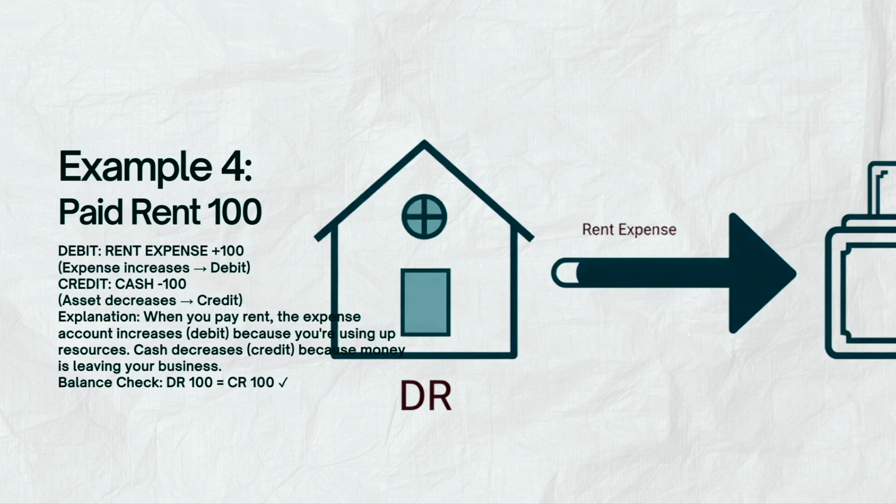Fourth example, a company paid rent for 100. The destination right here is rent expense, which is debited, and the cash account is the source account, which should be credited with 100.